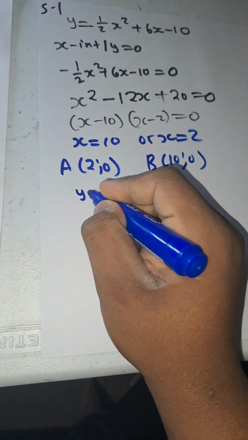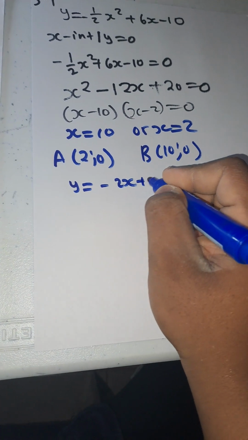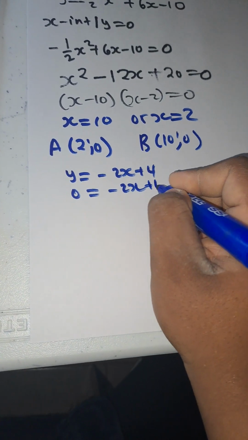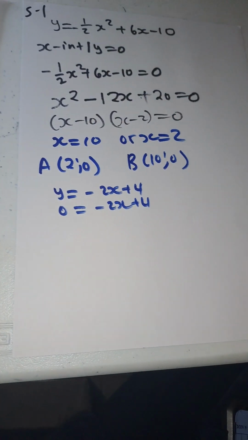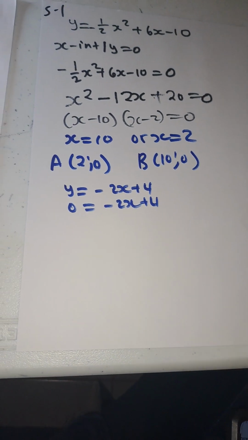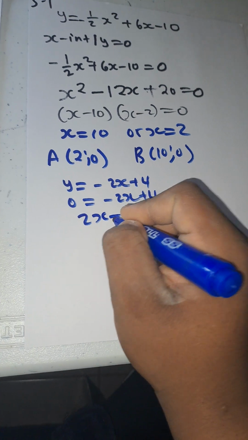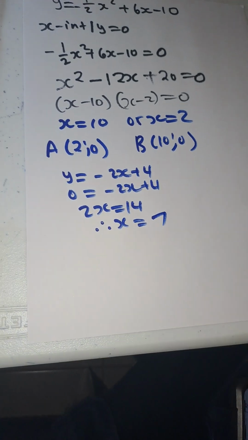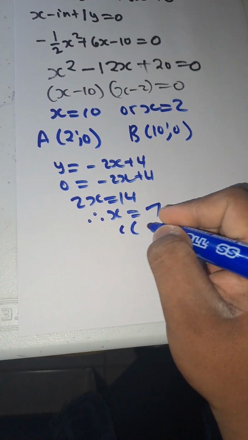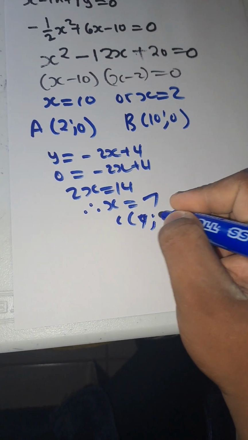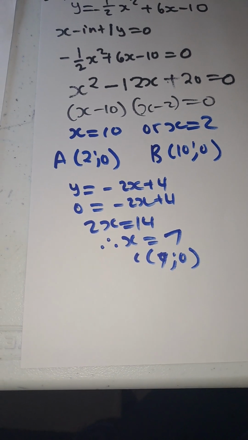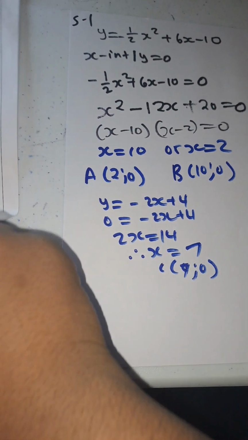So I can say y equals minus 2x plus 14, and then 0 equals minus 2x plus 14. This is the x-intercept, so y equals 0. Then 2x equals 14. Therefore, my x equals 7. Then I can say C is 7 and 0. You see?